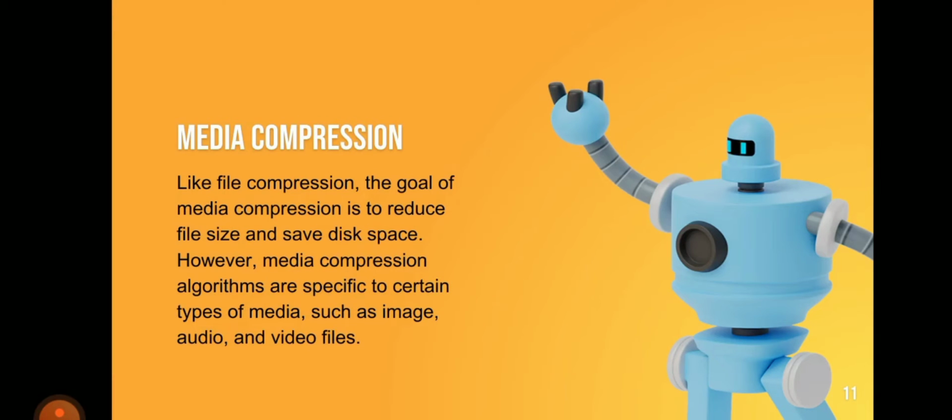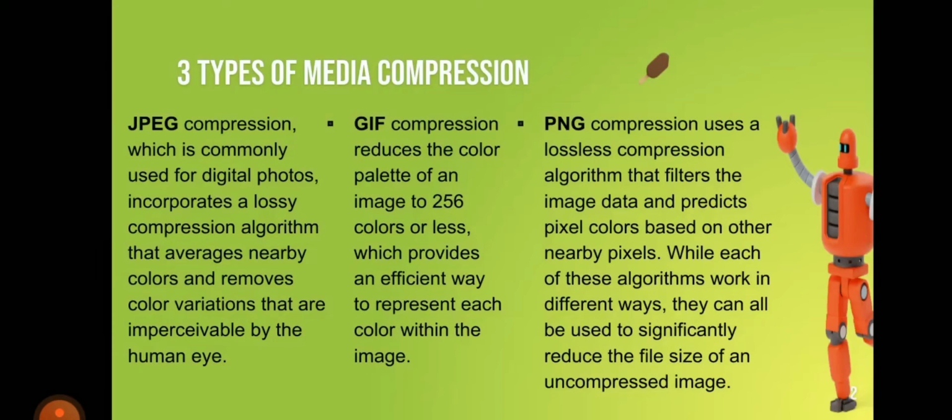Media compression. Like file compression, the goal of media compression is to reduce file size and save disk space. However, media compression algorithms are specific to certain types of media such as image, audio, and video files. Three types of media compression.